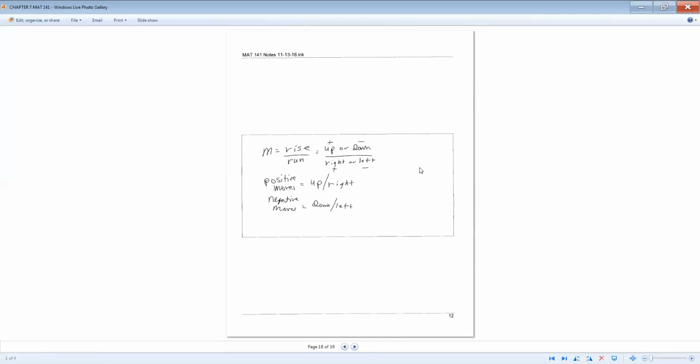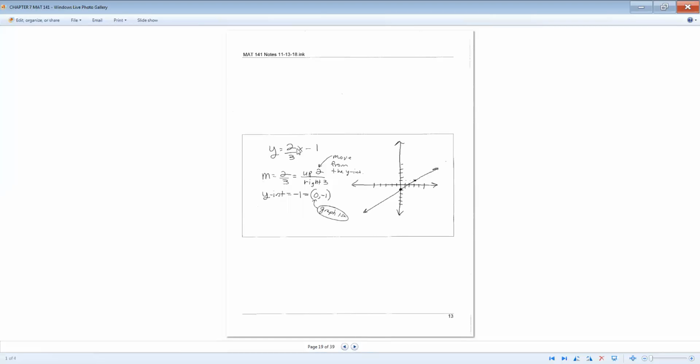So what dictates whether you go up or down versus right or left is if you have a positive number or a negative number. So you have what I call positive moves and negative moves. If your number is positive, you're either going up or right. If your number is negative, you're going down or left. Okay.